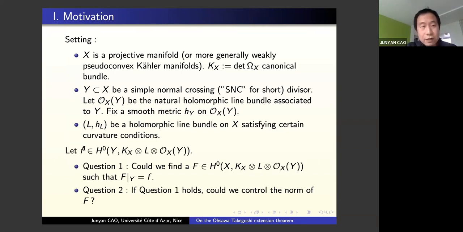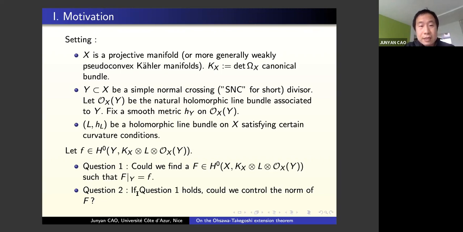In this case, there is a natural question to ask. Once we have a holomorphic section f on the subvariety Y, taking values in the line bundle K_X tensor L tensor O_Y, the first question is whether we can extend f to the global space X. Question two is: if we can find an extension, could we control the norm of the global section F or not? So we have these two basic questions.